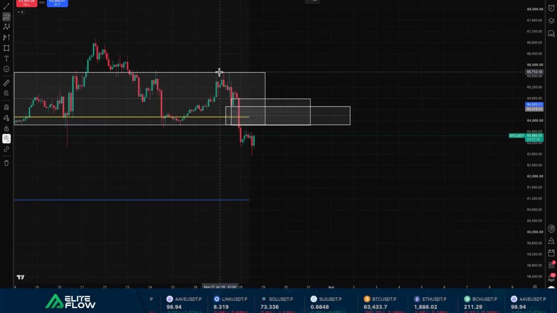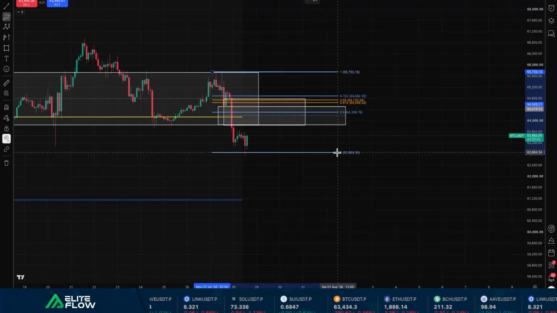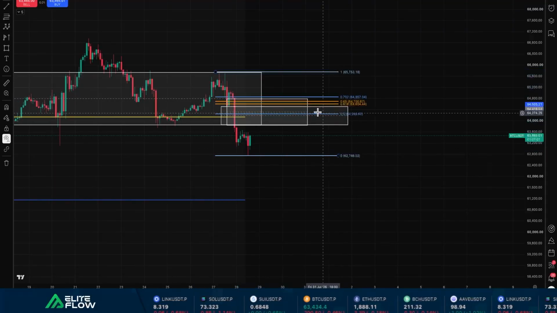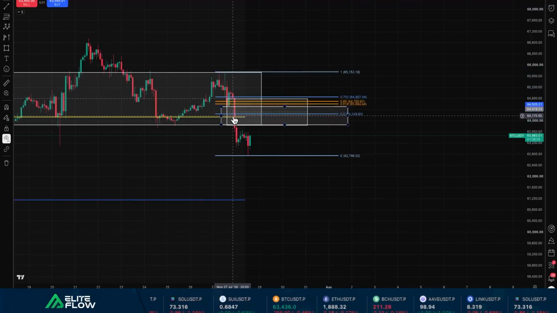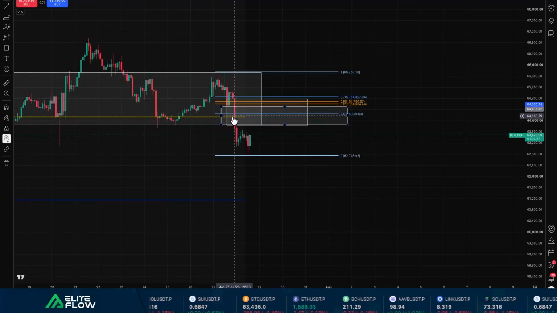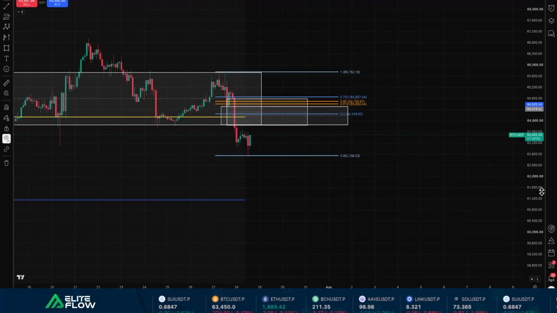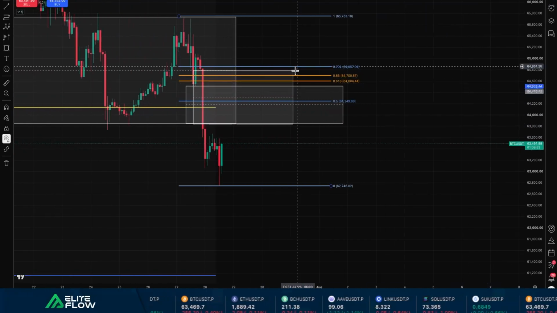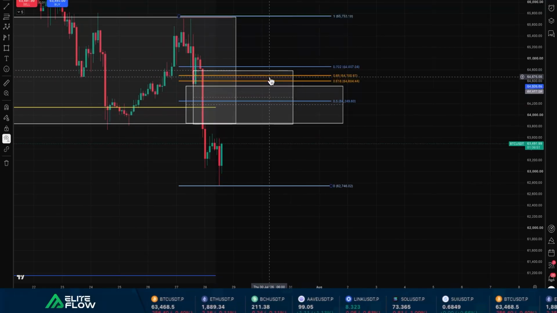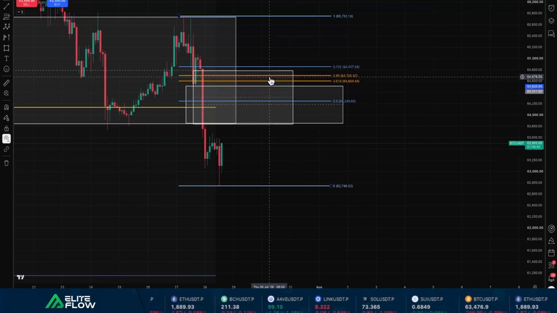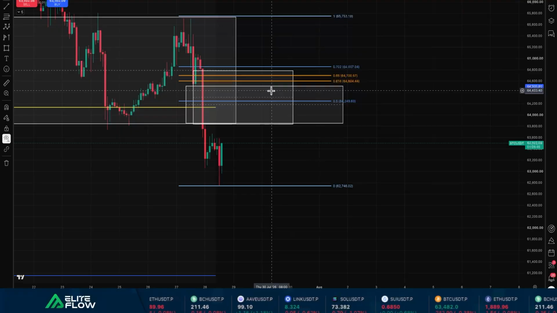I can trace a Fibonacci retracement if it makes me happy, and we're going to see the 0.5 level lands basically in the exact same area as the point of control. 0.618 is a bit higher. It still lands within our 2-hourly fair value gap, not the 4 hourly one though.